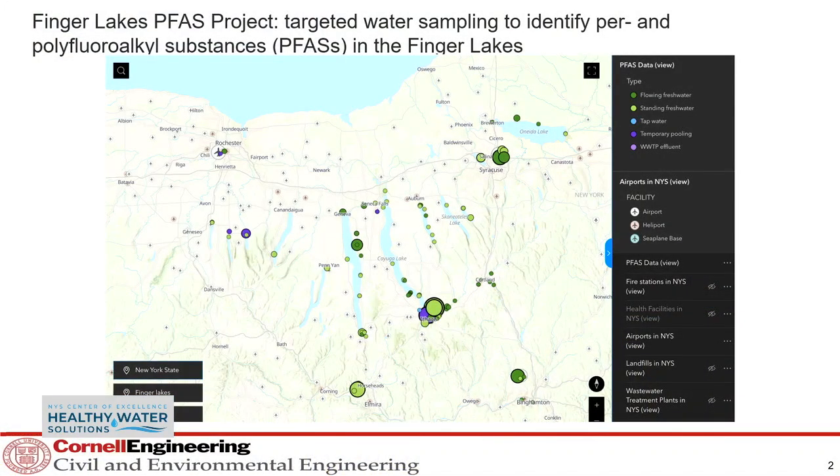Hello, everyone. My name is Laura Akey, and I am very excited to share with you today the Finger Lakes PFAS project. Our project is targeted water sampling for per- and polyfluoroalkyl substances in the Finger Lakes region. It was motivated by PFAS becoming an emerging concern both for scientists and the general public. We thought that in order to really address the problem, the first step is going to be to quantify the extent of the problem in our local region.